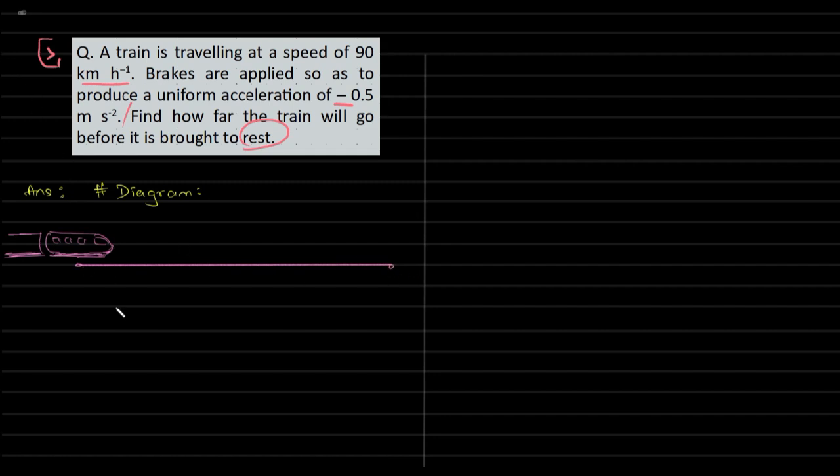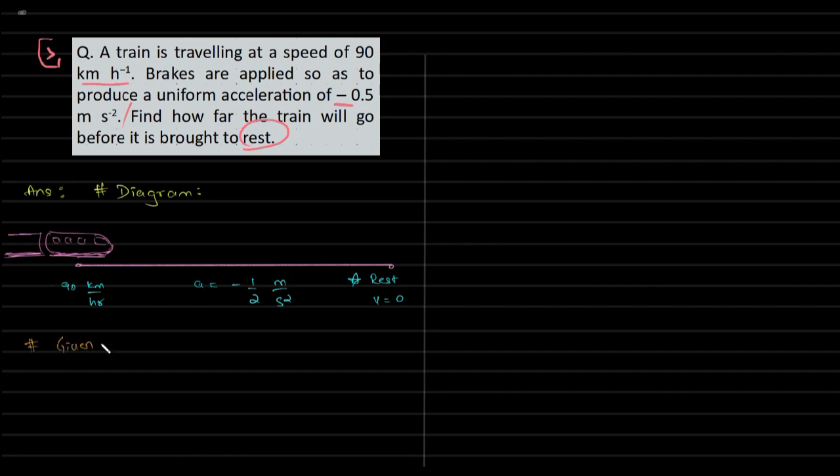So what is it that we are looking at? It has an initial velocity of 90 km per hour. It is decelerating, so it is minus half meter per second squared. And it is coming to rest, so we have v equal to 0, is it not? So these are the things that we need to make a mental note of, and better write it, draw it.